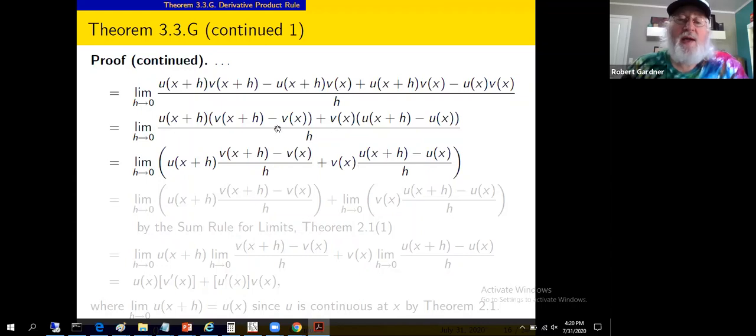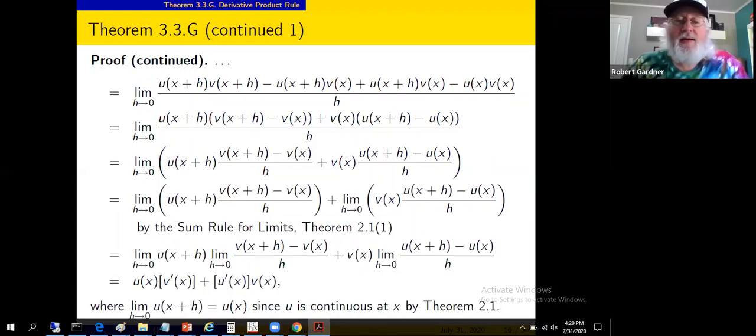The 1 over h is distributed on each of the pieces. So u of x plus h, u of x plus h, v of x plus h minus v of x over h, there it is. v of x, v of x, u of x plus h minus u of x, also over h, there it is. So let's split it up like that. Now you can see why we wanted to add and subtract the funny thing upstairs. That's led us to difference quotients.